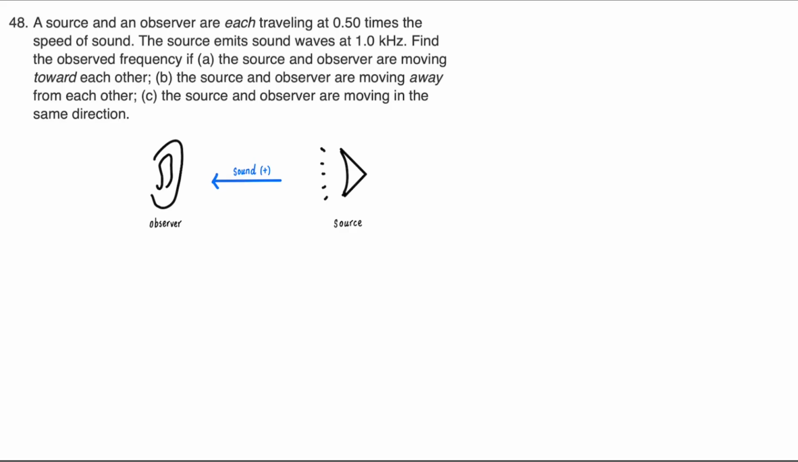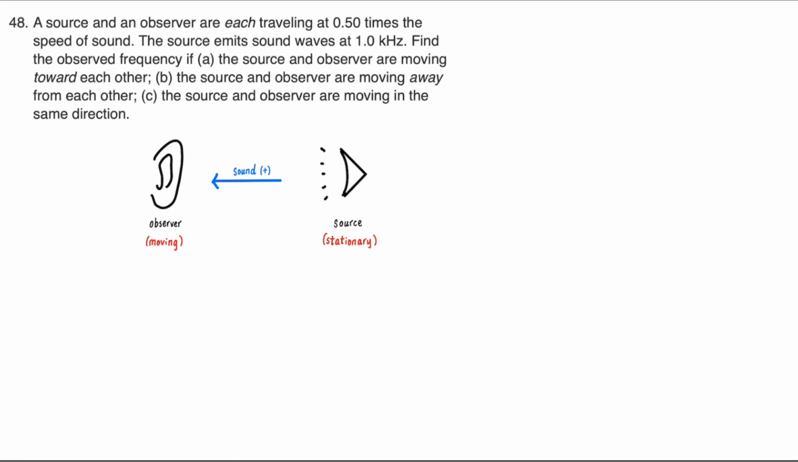In this question, we have a source that's emitting sound to an observer, and we're asked to find the observed frequency under a number of different conditions in which the observer and the source are moving relative to one another. Now, this question is a great demonstration of the Doppler effect, which states that the observed frequency can change depending on whether or not the source and/or the observer are moving.